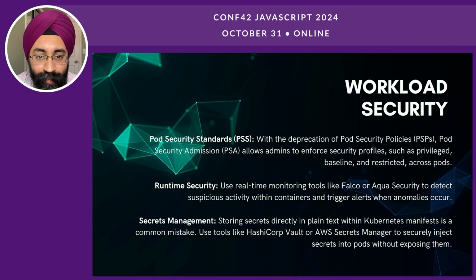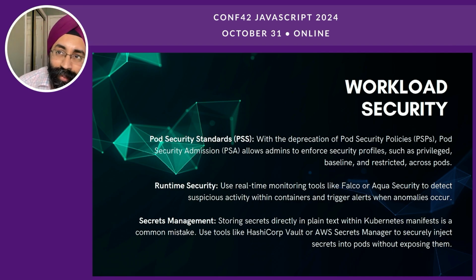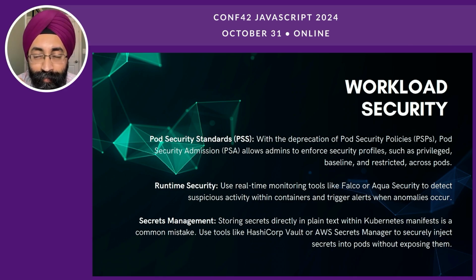And then we talk about runtime security, where we can use tools like Falco or Aqua Security to detect suspicious activity within the containers. In Falco we can create rules, and if those rules are met, like if we see some 5xx errors or 3xx redirects in the container traffic, which should not ideally be happening, we can write Falco rules, create a Falco policy, and trigger real-time monitoring if we see those rules being broken. So we can trigger alerts and notify the users with the help of runtime security.